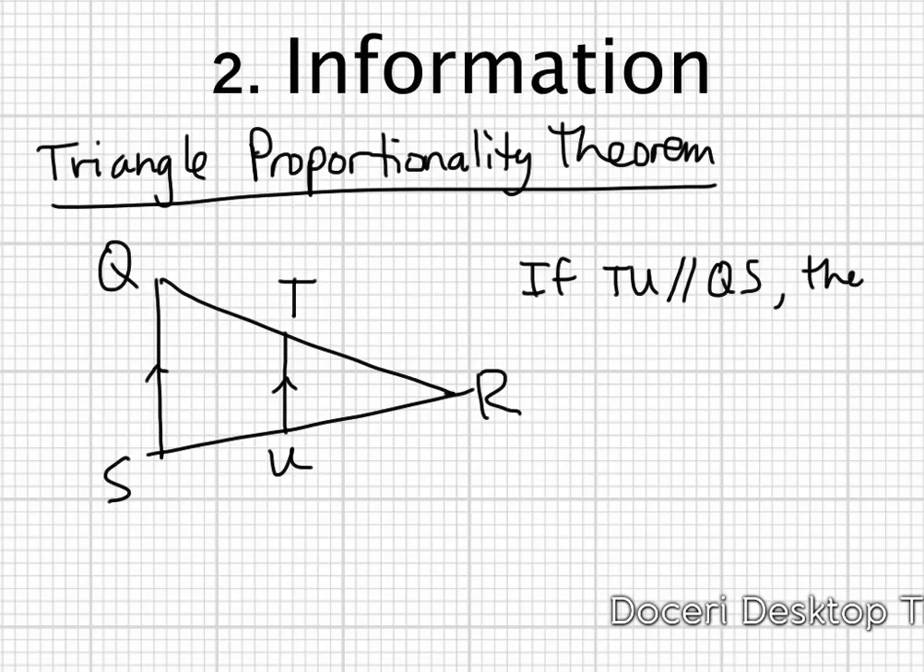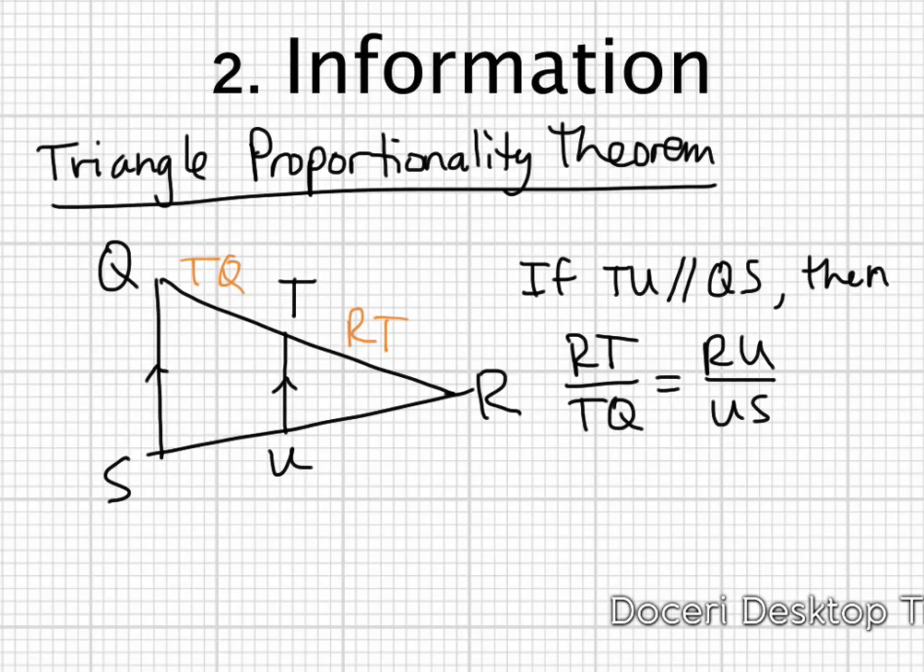then that means RT over TQ will be the same as RU over US. So the sides will be proportional. So if you have a line parallel to the third side of a triangle, the segments that are produced will be proportional. So RT and TQ will be together, and RU with US. Okay?